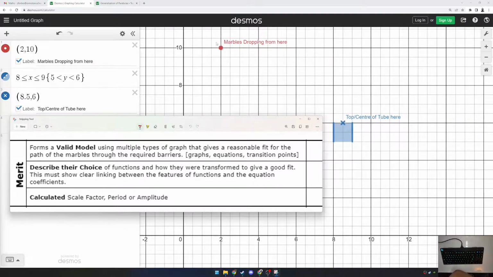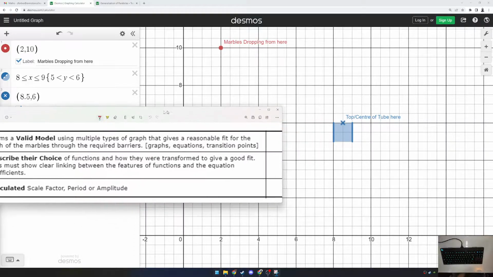So the marbles will be dropping from somewhere, they'll go into a tube somewhere, and you have to use a valid model. Now you're going to have to describe why you chose it, and there is an exemplar for these two points on the learning guide. But today we're going to look at calculating a scale factor for that. I could show you period or amplitude, but scale factor is the easiest one to calculate, so that's what we're going to focus on today.